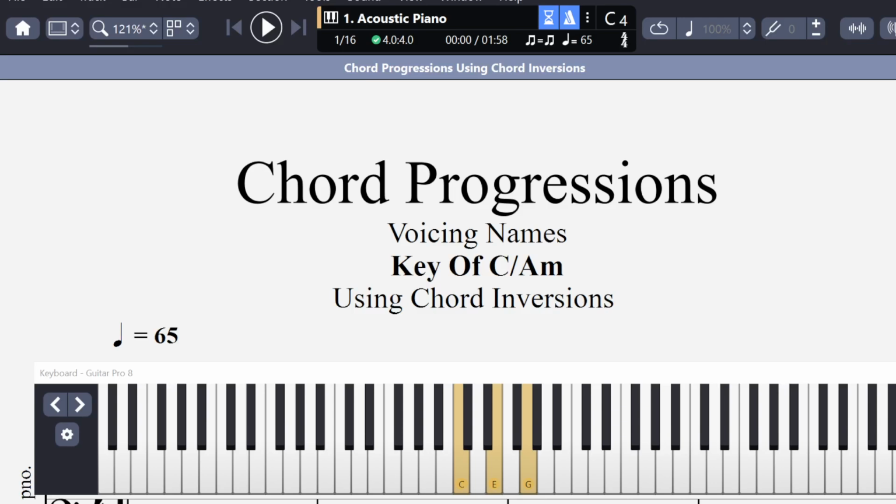Okay, so we're looking at chord progressions, key of C, stroke A minor. And we're going to look at using the chord inversions. We're going to use our root chord, first and second inversions. And we'll also look at voicing names and where they occur.